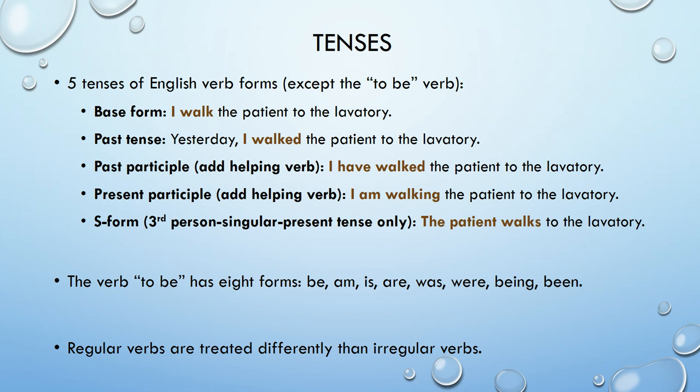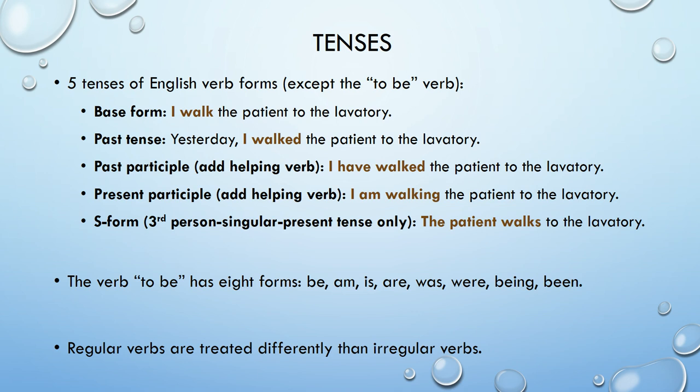We'll talk a little bit here about tenses for the verbs. We've got 5 tenses for English verb forms, with the exception of the to be verb. You've got the base form, I walk the patient to the lavatory. You've got past tense happening in the past. Yesterday, I walked the patient to the lavatory. You have past participle, which means you're adding a helping verb. So I have walked the patient to the lavatory. Present participle, still adding that helping verb. I am walking the patient to the lavatory.